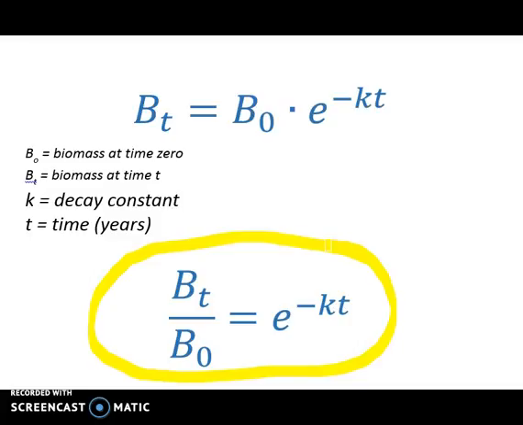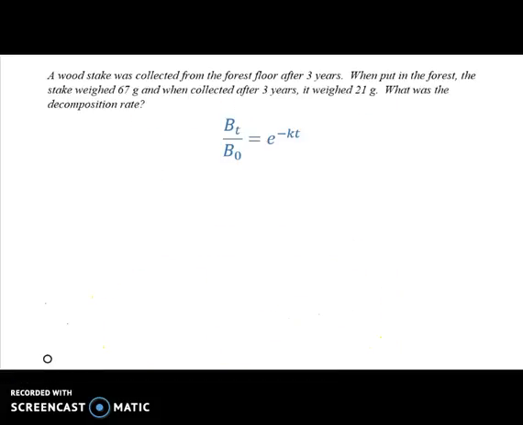The exponential decay function can be used to calculate the decomposition rate of a bag of litter or a wood stake left in the forest for a known amount of time. You can also use it to solve for the proportion of original biomass remaining after a set amount of time. Let's look at some potential problems that you might encounter in this course. Here's the type of problem you might see on a quiz or test.